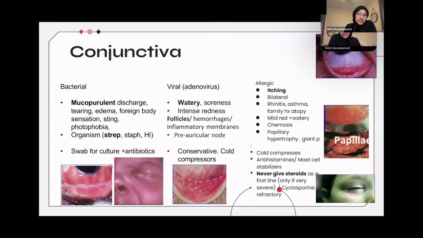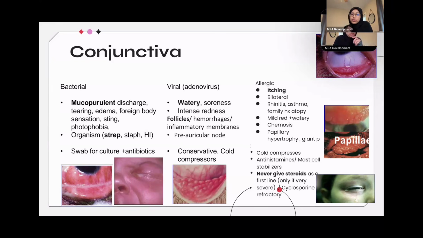Again, conjunctivitis is the most common cause of red eye in the conjunctiva layer. It can be bacterial, viral, or allergic. Bacterial, remember the bold words. Bacterial is very, very invasive. It will cause purulent, mucopurulent discharge, foreign body tearing, a very, very painful red eye. It will sting, and the most important organism is strep. So Streptococcus can cause it.